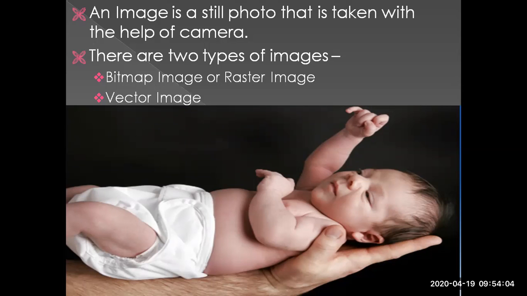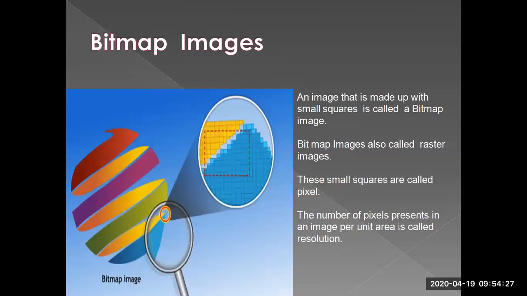An image is a still picture that is taken with the help of a camera. There are two types of images available: bitmap image or raster image, and vector image. You can see this image, the same picture you may have also. Bitmap images: an image that is made up of small squares is called a bitmap image.